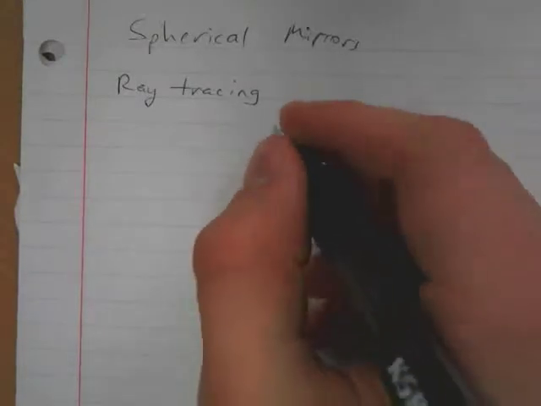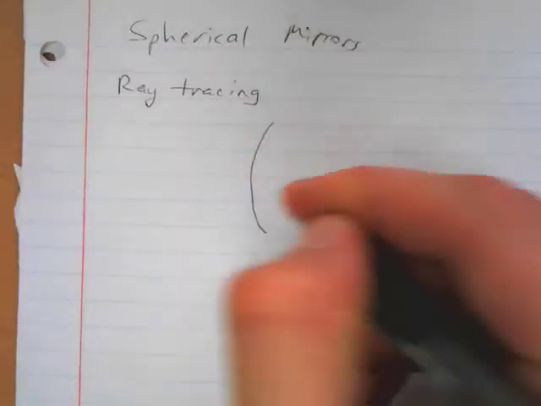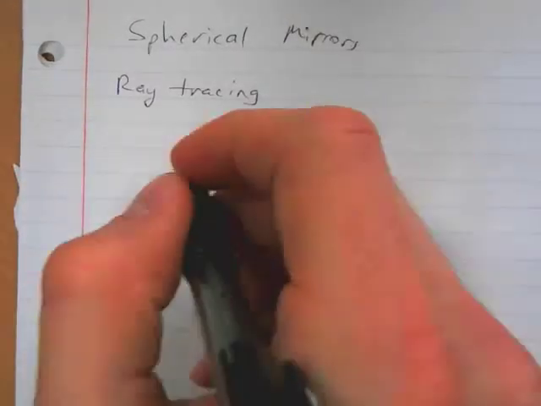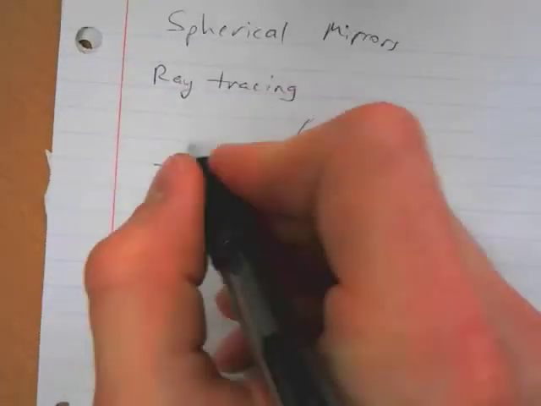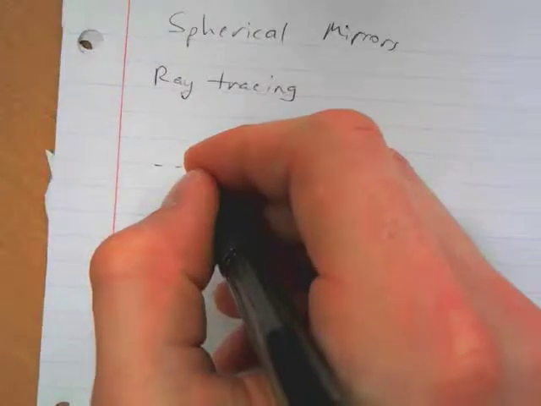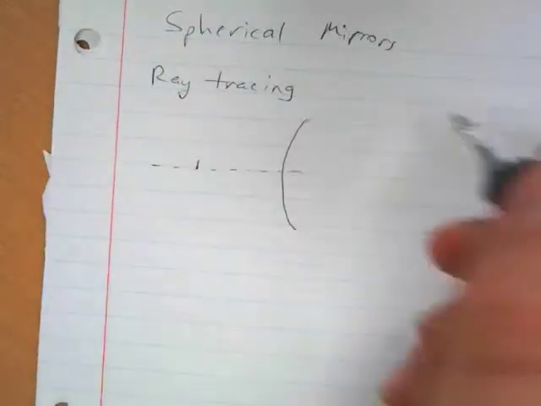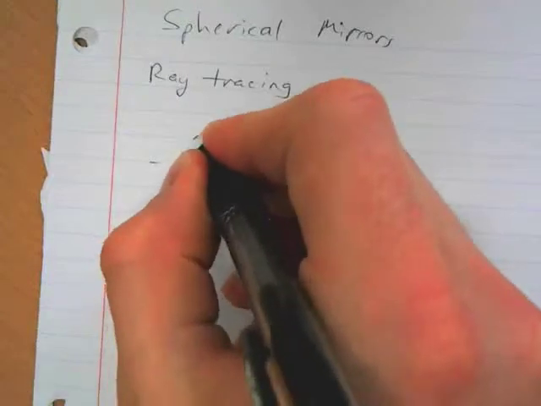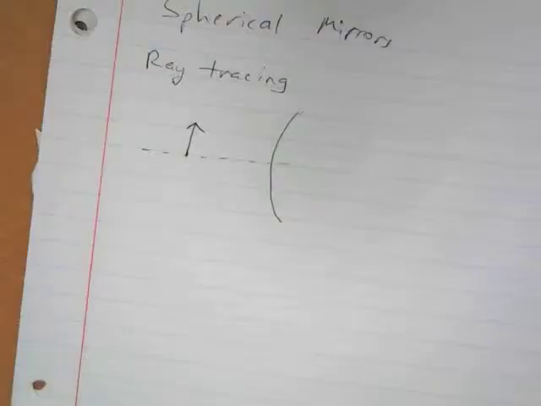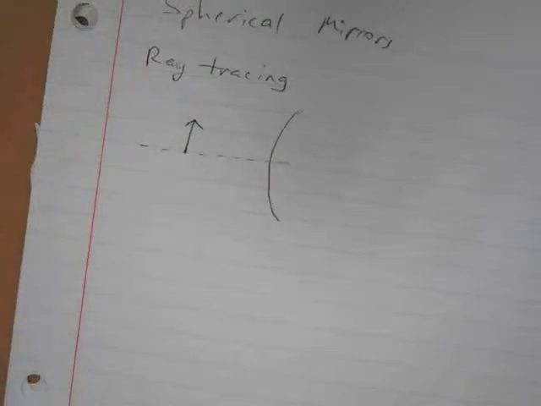So let's say we've got a mirror and we have an object in front of that mirror. For simplicity's sake, we're typically going to make our object so that one end is on the principal axis and the other end is extending somewhat up. And for the moment, I'll just draw an arrow. That's going to be my object. Got a little arrow.